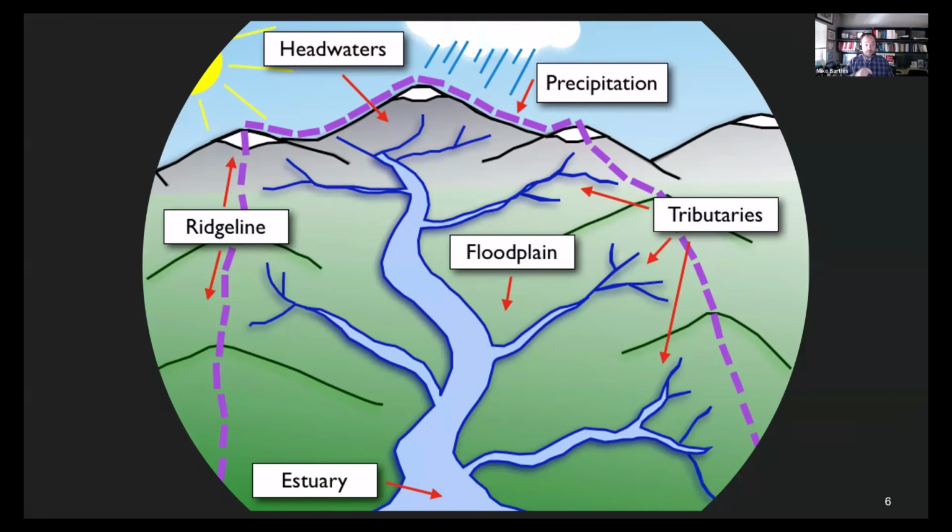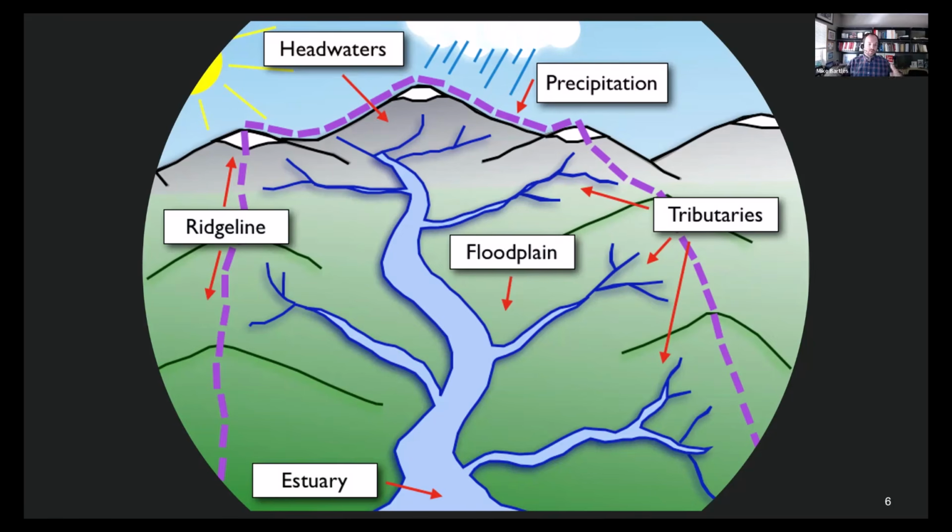If water falls along the ridgeline, which is the uppermost part of this watershed, it'll eventually get down to this point, right? If water falls here, it'll eventually get down to this point over here. If water falls way over here, it's not going to get to that point. It's not part of that same watershed. These ridgelines signify the boundaries of this watershed.